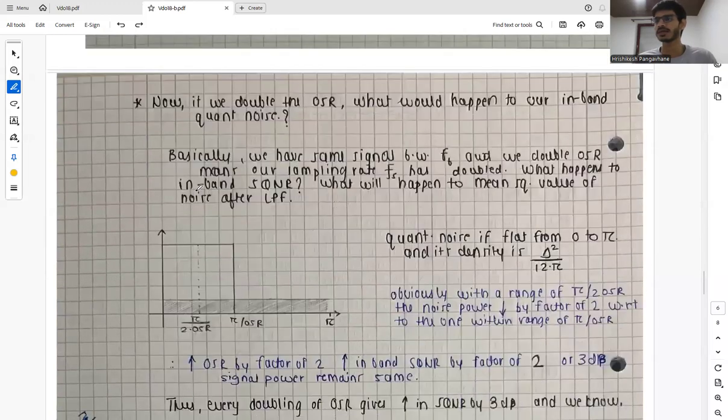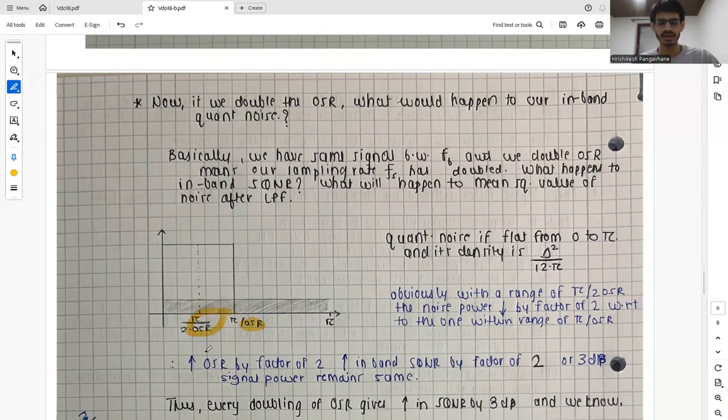So the thing is, if OSR doubles, then pi by 2 OSR comes to this value instead of this. So now we are concerned only in this band, and the quantization noise is flat from 0 to pi, and its density is delta squared by 12 divided by pi because it's spread over pi. Obviously, with a range of pi by 2 OSR, the noise power will reduce by a factor of 2 with respect to the noise within the range we had when we had pi by OSR.